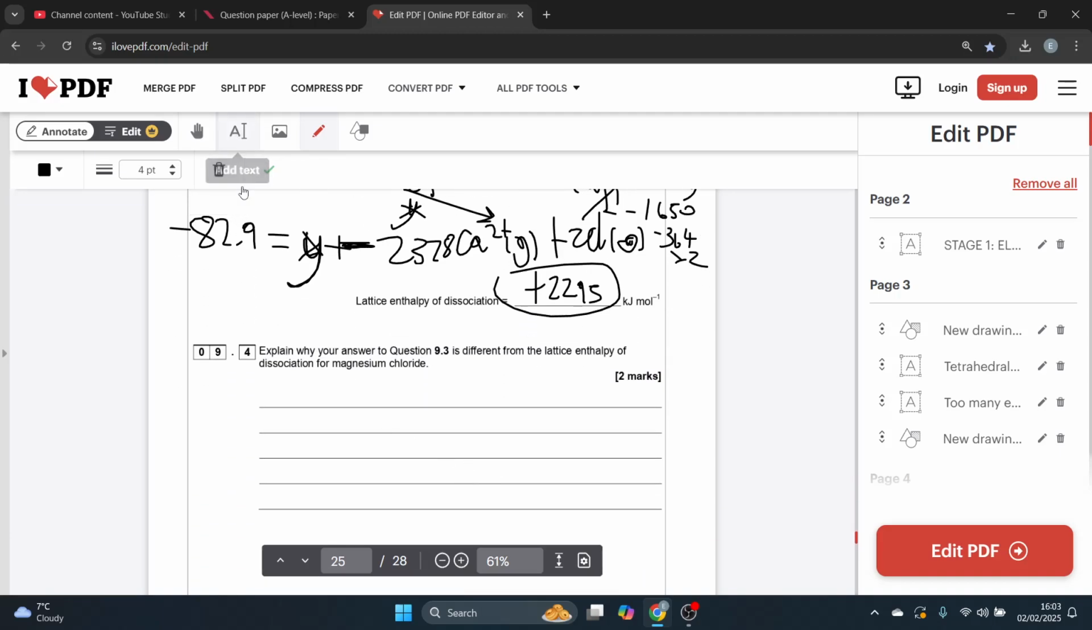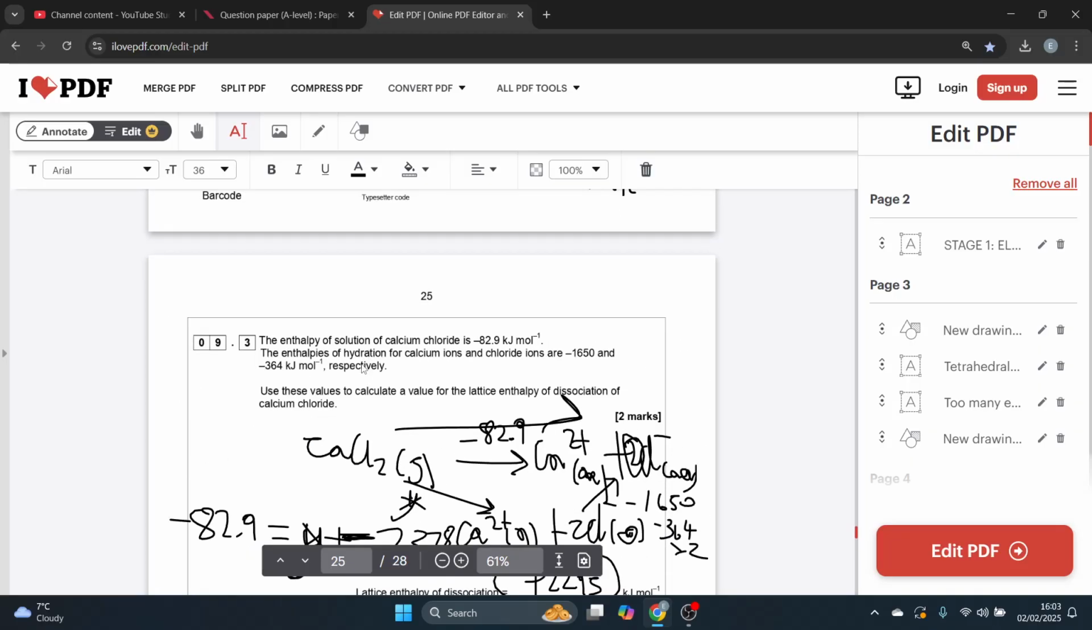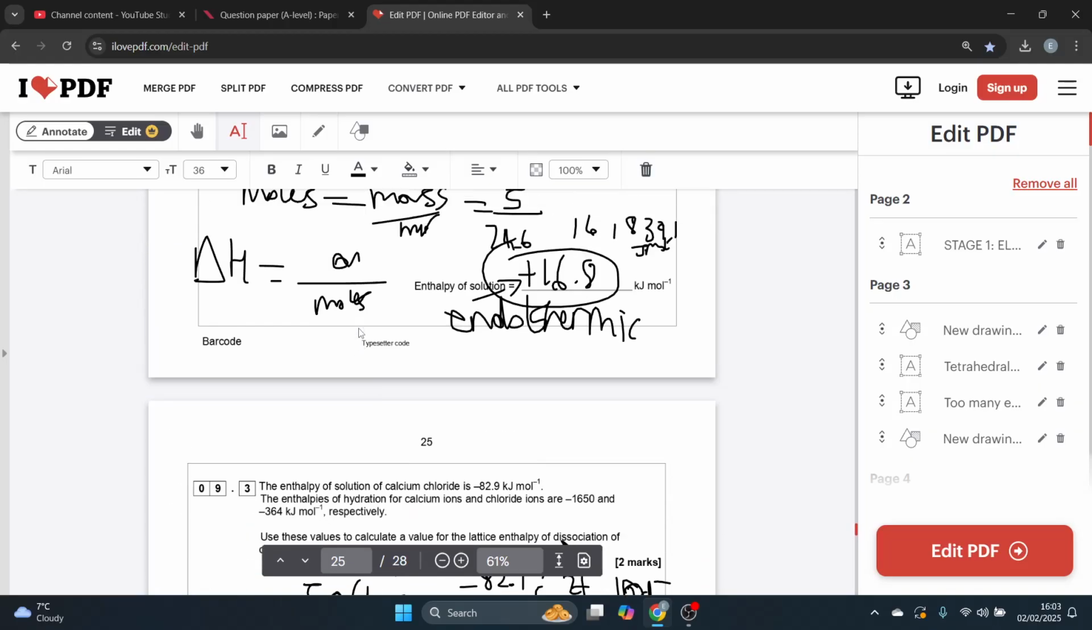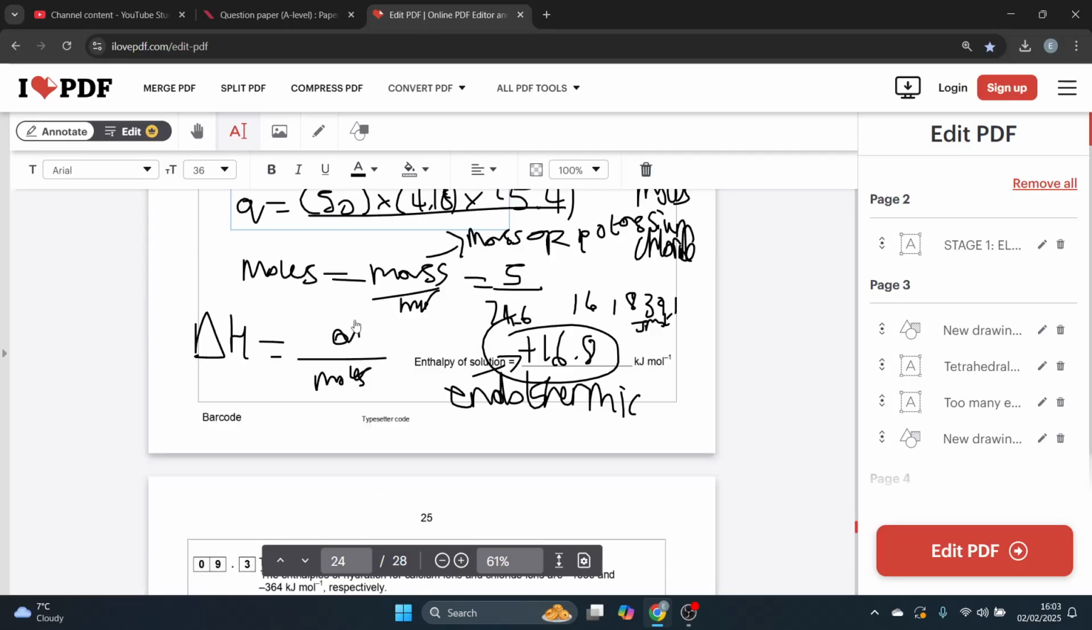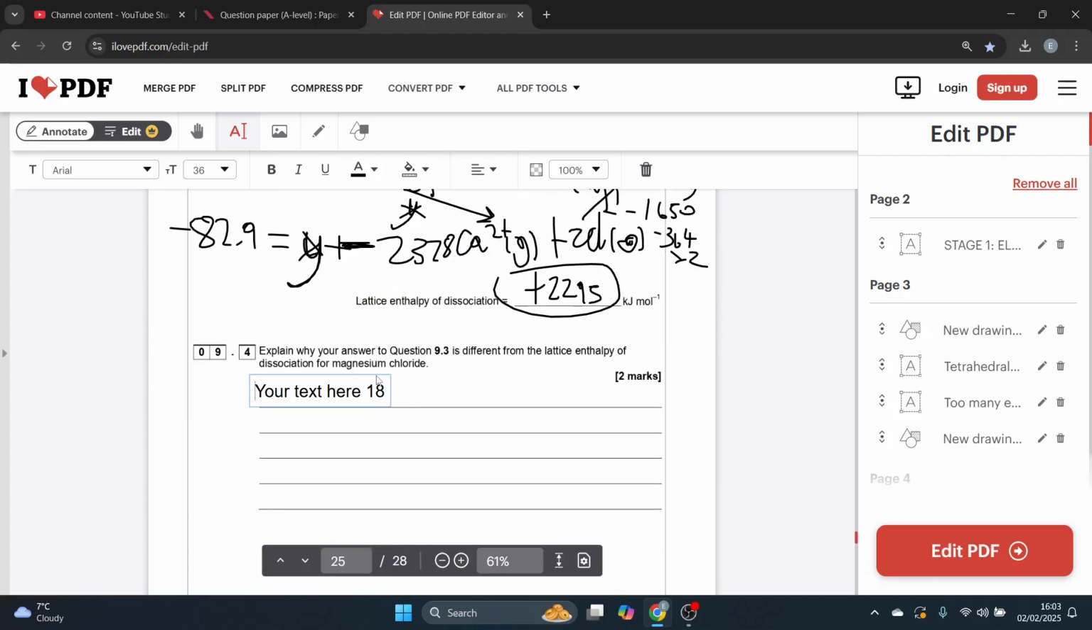And then 9.4, explain why the answer to question 9.3 is different from the lattice enthalpy of dissociation of magnesium chloride. Why is it different? Well, what's the difference between magnesium chloride and calcium chloride? Well, calcium. Okay, so what I'm going to have to say is that Ca2+ ions are bigger than Mg2+ ions.